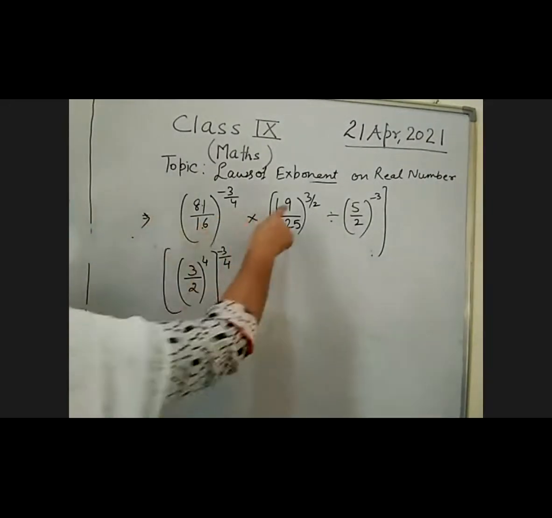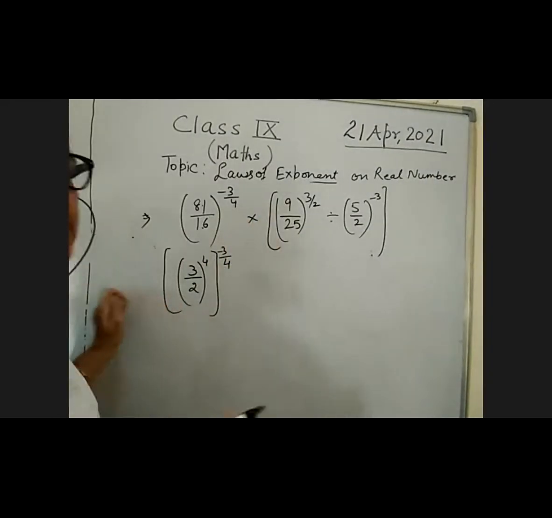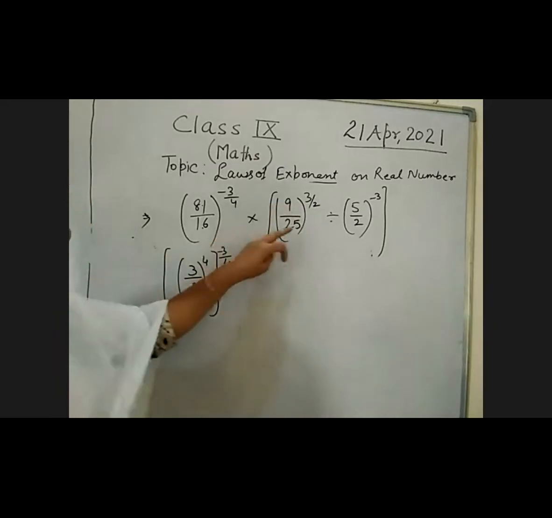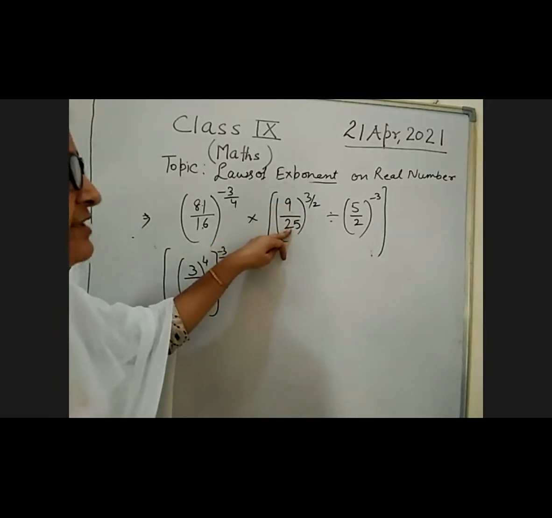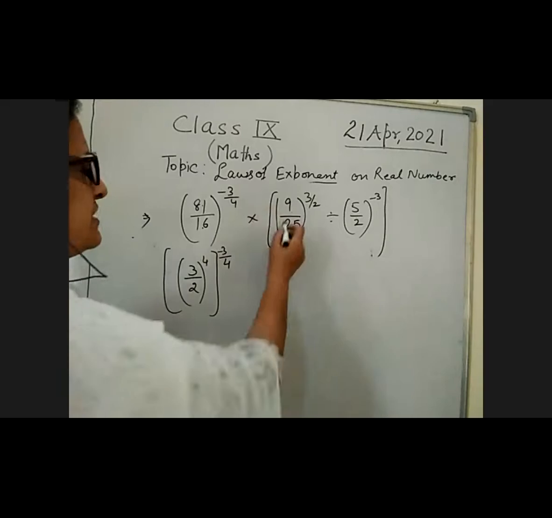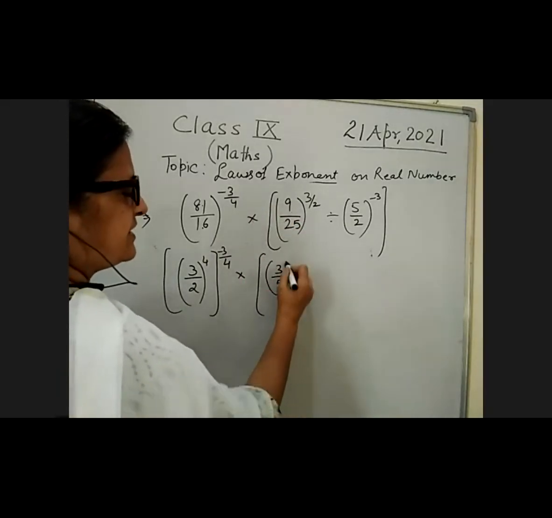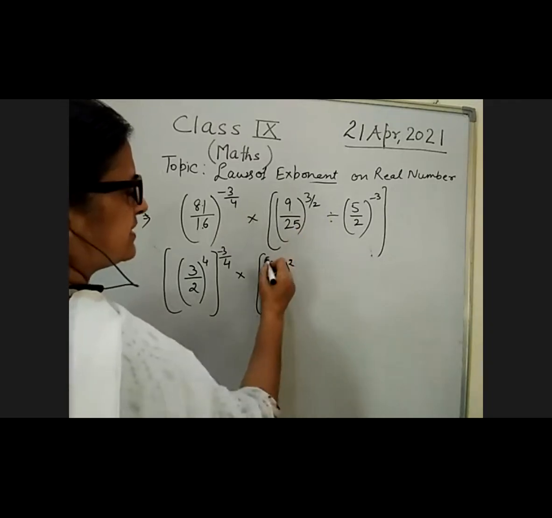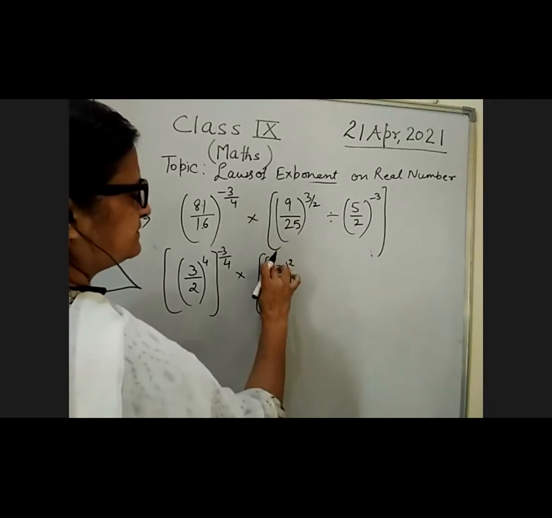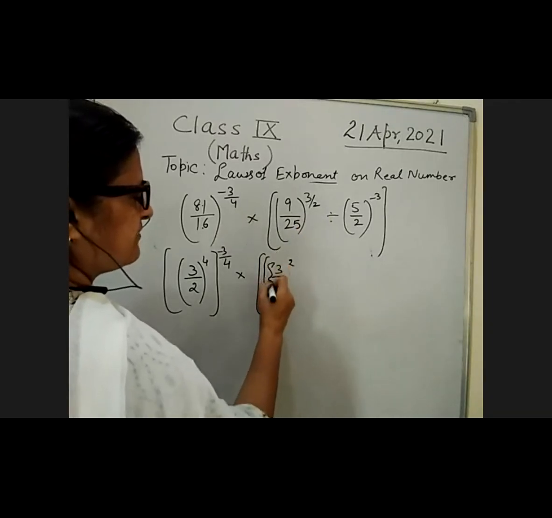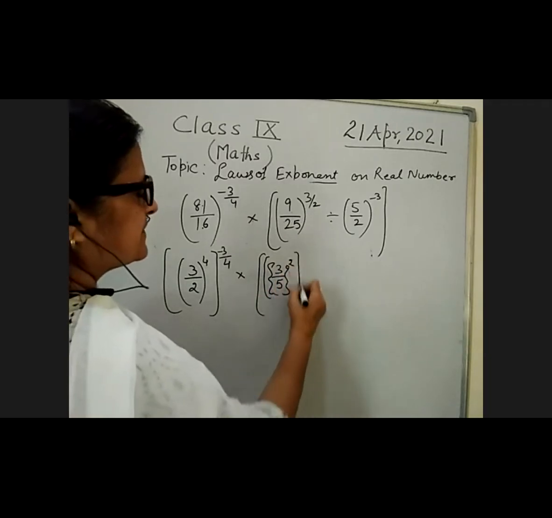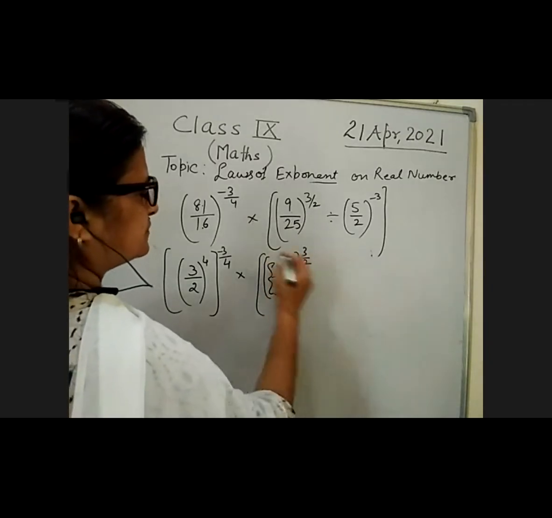Now 9 is 3 into 3, which is 3 raised to the power 2, and 25 is 5 raised to the power 2. So this is equivalent to 3 upon 5 raised to the power 2. And again your power is given, 3 upon 2.